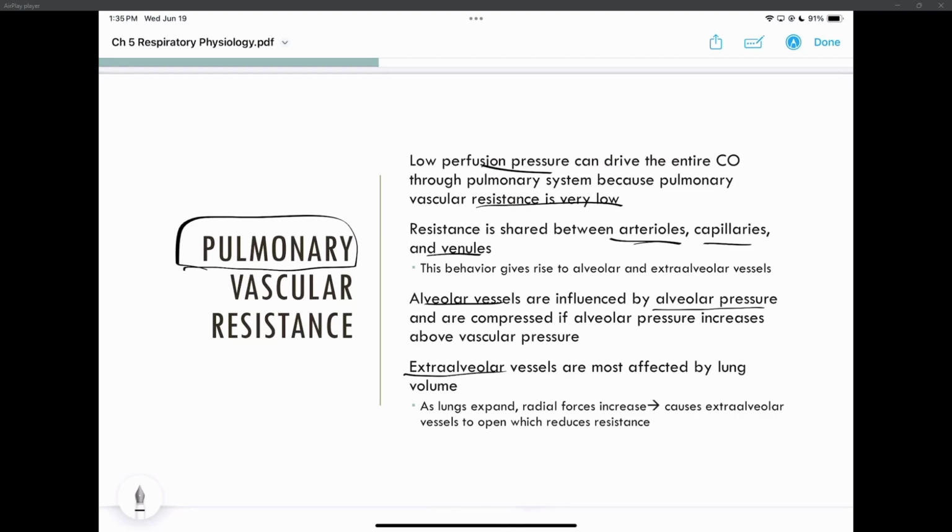Our extra alveolar vessels, these are the ones, remember we had that picture way before, we had the alveoli, and then you had all the capillaries right around the alveoli. That's what we're talking about, these extra alveolar vessels. As the lung expands, the radial forces increase and cause these extra alveolar vessels to open, which reduces resistance. So remember, as the lungs expand, the radial forces push out, and it just pops these vessels open, allowing for capillary blood flow.